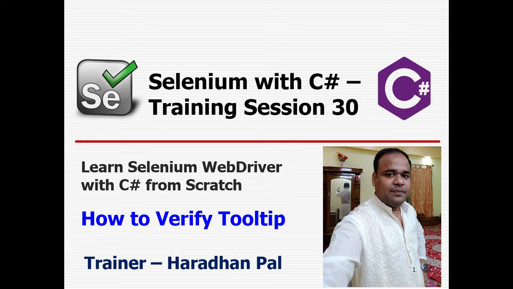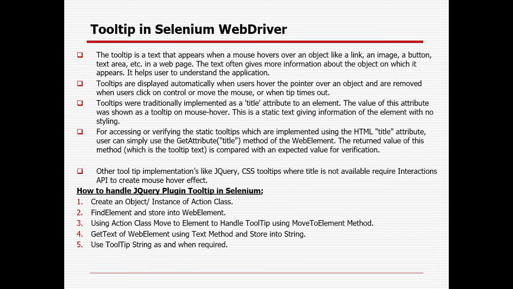In today's session, you will learn how to verify tooltips in Selenium WebDriver with the help of C#. So what are tooltips? A tooltip is a text that appears when a mouse hovers over an object like a link, image, button, text area, etc. in the web page. The text often gives more information about the object on which it appears. It helps the user to understand the application.